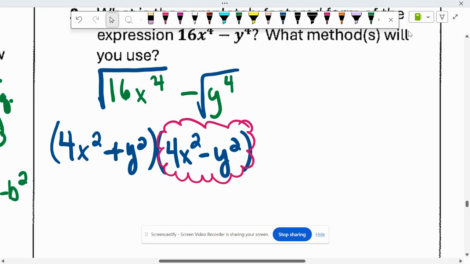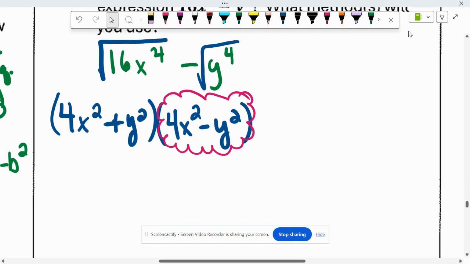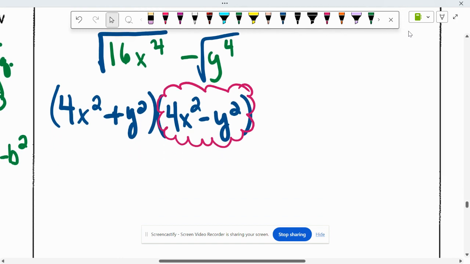Do you guys look at that factor, that binomial that I put in a little red bubble? What can I do with that? I can't divide it by 2. What kind of problem is that? Yeah, you can square root it. This is also the difference of two squares, right? So I can keep factoring. This can continue to be factored.